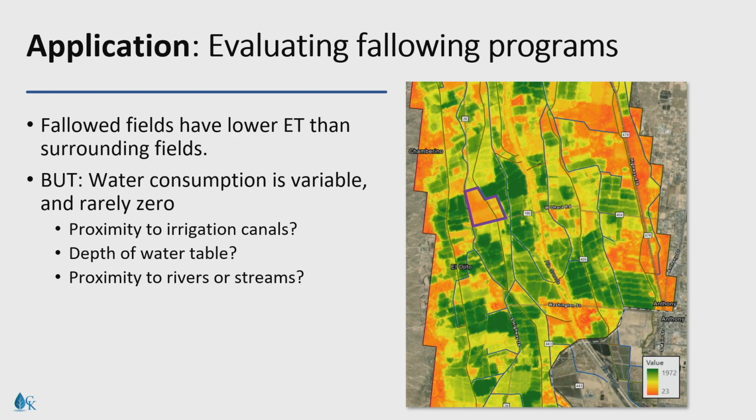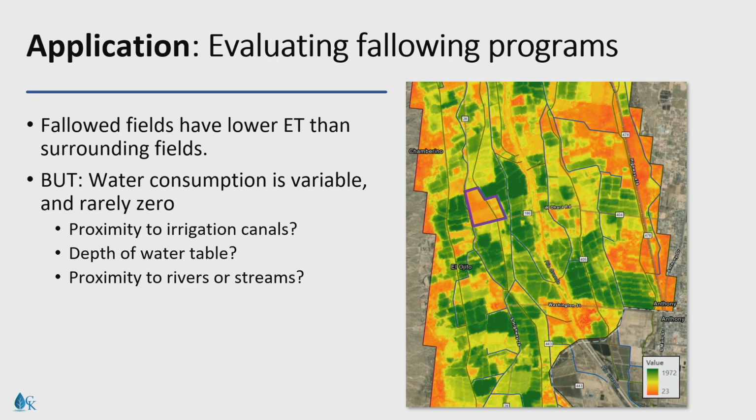The other thing that we wanted to do, again, getting back to the original point, was to evaluate conservation programs and get a handle on what kind of water savings you might expect from these sorts of conservation programs. And again, getting back to this idea of fallowed fields not always being created equal and not always having zero ET. If you look at the data, the fallowed fields clearly have lower ET than the surrounding fields. This little purple box here is one that was classified as fallowed by the cropland data layer. But the water consumption across that field is variable, and it's rarely zero.